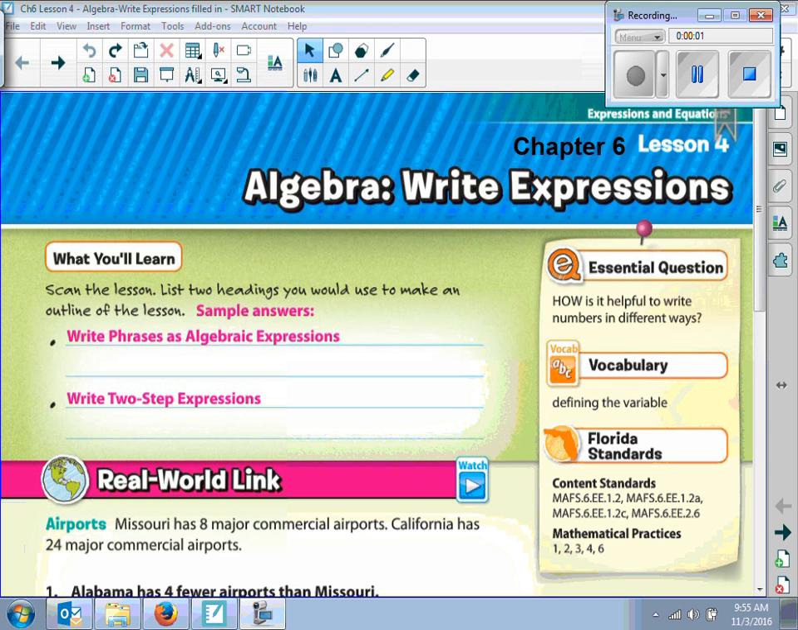Chapter 6, Lesson 4 is part of algebra again, and we're going to write expressions. It says here, list two headings you will use to make an outline of the lesson. And the two things that we're going to talk about are we're going to write phrases as algebraic expressions, and we talked about what algebraic expressions were yesterday. And we're going to write two-step expressions.